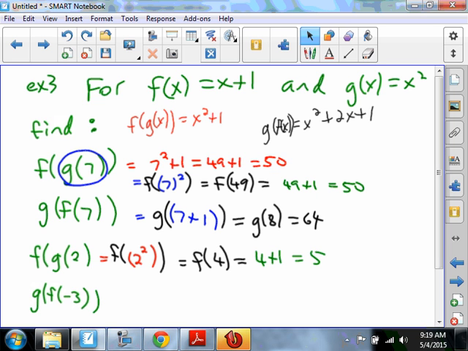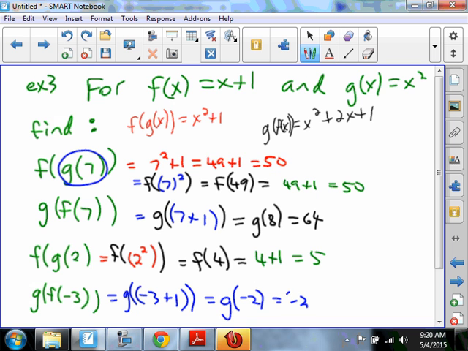Let's see, g of f of negative 3. So it's negative 3 plus 1, and we need to g that. So that's going to be g of what? Negative 2, so we take negative 2 and we square it, and what do we get there? We get 4.